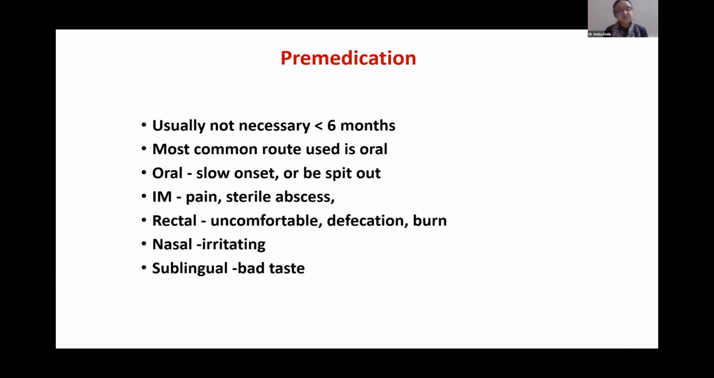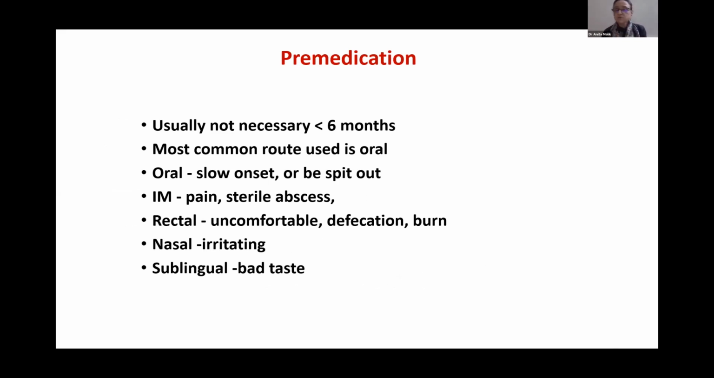Pre-medication is usually not necessary after 6 months. But neonates and small babies up to 6 months have preponderant parasympathetic tone, so atropine has to be included. Otherwise also, it's a neck surgery, so the vagus is involved, so it's better to give atropine.